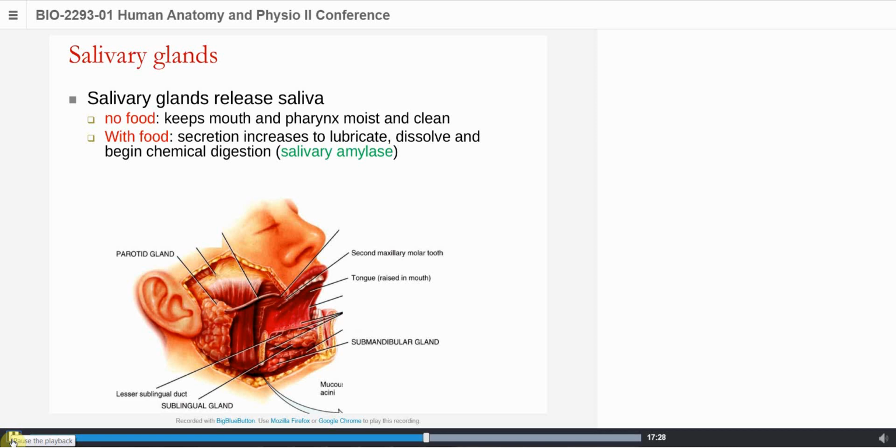They contain an enzyme called salivary amylase, which breaks down starch. It's the first chemical digestion that occurs in digestion. It also helps lubricate to facilitate maneuvering of the food while you're chewing to form a bolus to swallow. And there are 3 classes of salivary glands. You have the parotid here, the submandibular, and the sublingual, all of which make different types of saliva that contain different things in it.